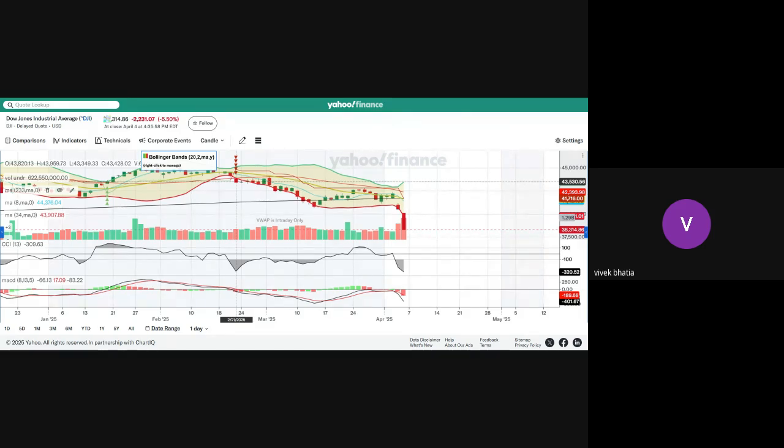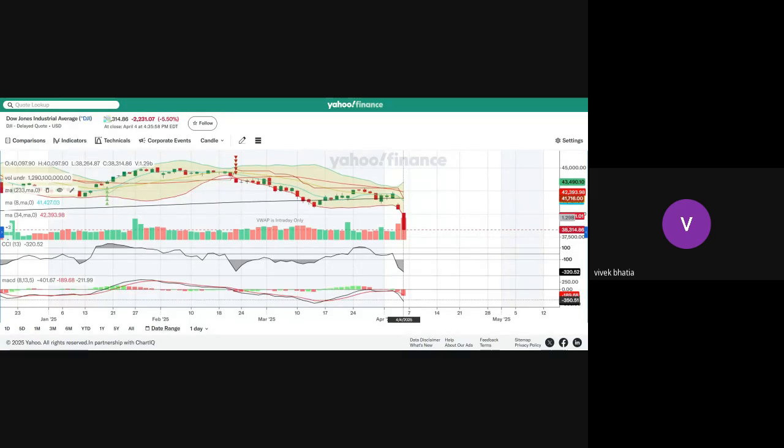And look at your MACD opening up. Look at your CCI opening up. Though you are in an oversold position in CCI, it can still go further down because the other indicators are really bad now. Clear?